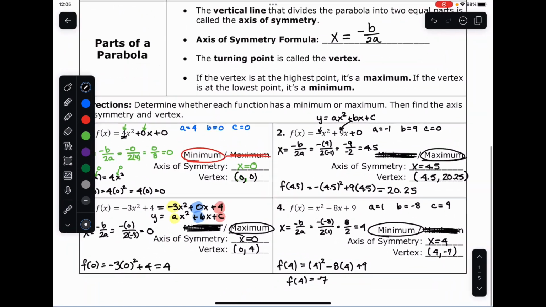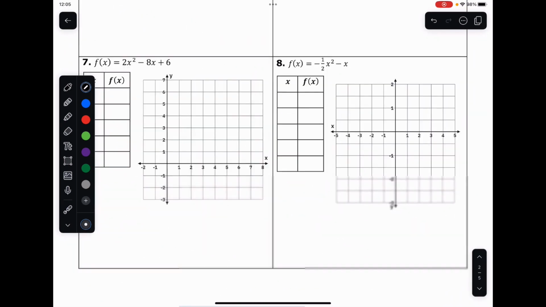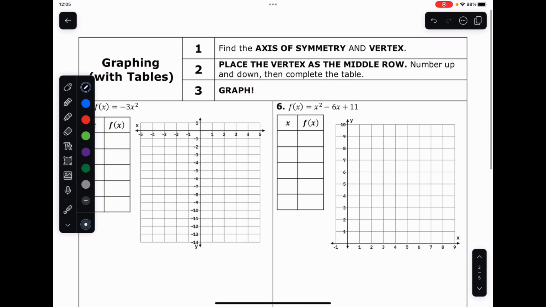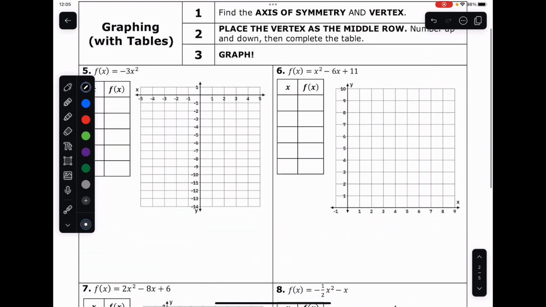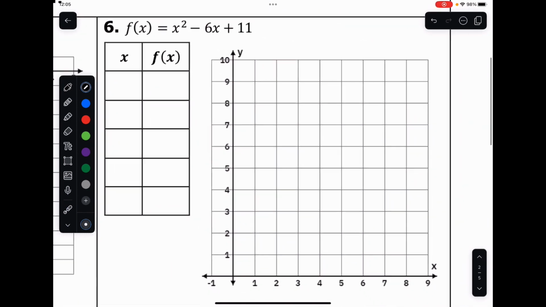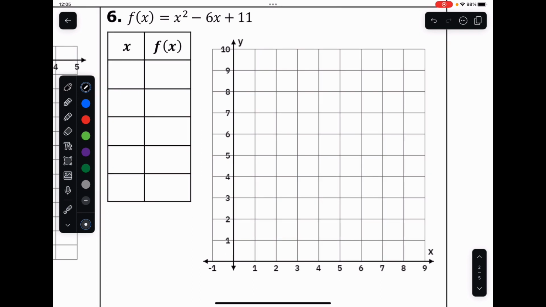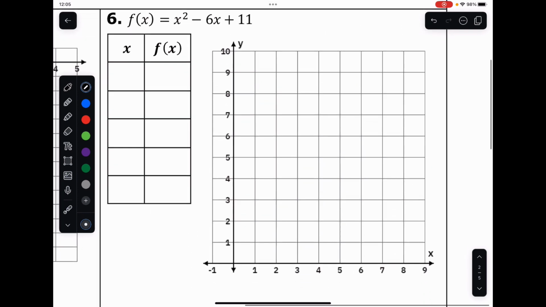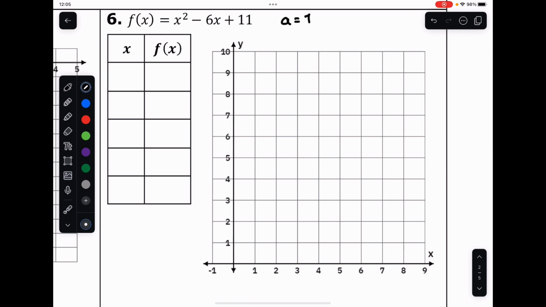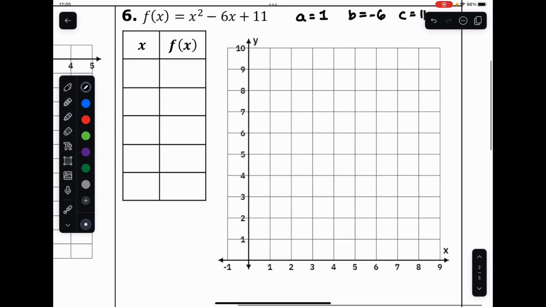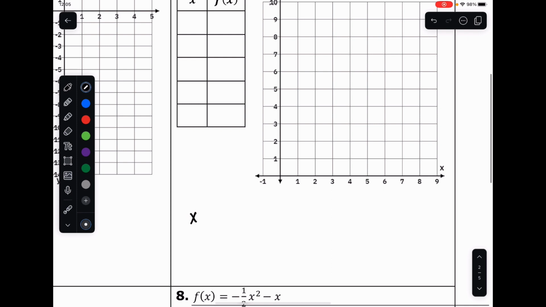Okay, now let's look at the back, and use again the axis of symmetry and the vertex in order to graph our function. Let's start with example 6. The first thing I'm going to do is identify where the vertex is. Since the value of a is 1, b is negative 6, and c is 11, we're going to figure out our vertex by using the formula x equals negative b divided by 2 times a.